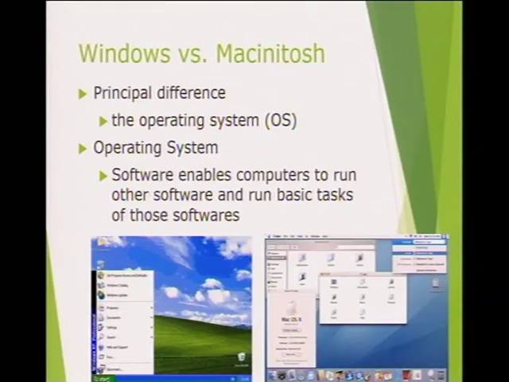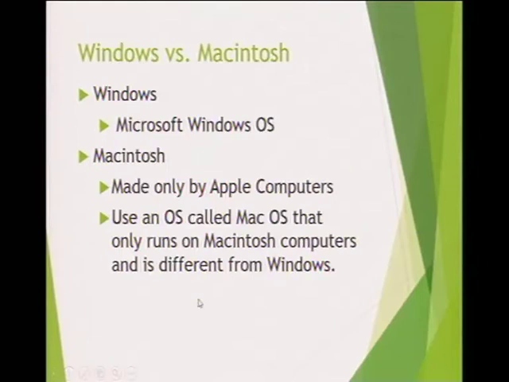Now, what is an operating system? An operating system is a software that enables computers to run other software or other softwares, and to run basic tasks of these softwares. So we see that in Windows, there's what you call Microsoft Windows operating system, and in Macintosh, Macs were made by the Apple computers. They use operating system called Mac operating system that only runs on Macintosh computers, and it's different from the Windows.